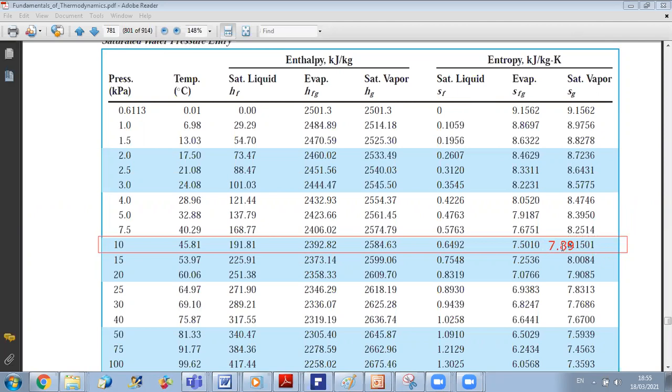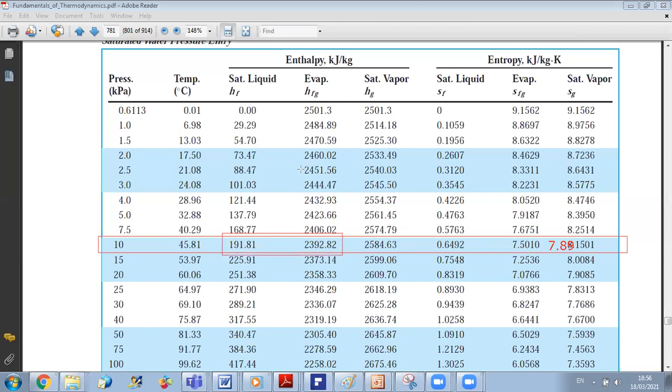So I can get the quality from the equation: S at point 6, which is 7.89, equals S of saturated liquid, which is 0.6492, plus the quality X times SFG, which is 7.501. Then I get the quality X. Once I get X, I will apply the equation for enthalpy. So these are the two values of interest.